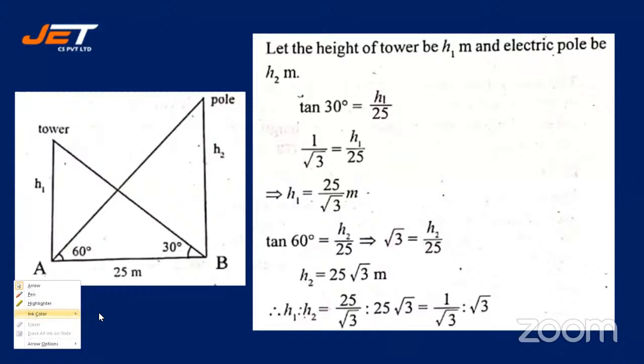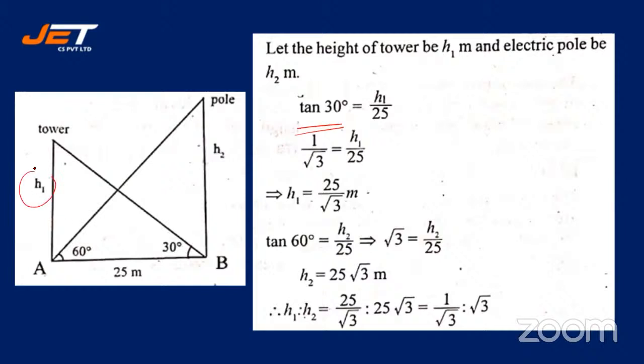Just a second. Yes. Now what is tan 30? Tan 30 is nothing but H1 by 25, opposite side by base. So tan 30 is 1 by root 3. Cross multiply, you will get H1 to be 25 by root 3.